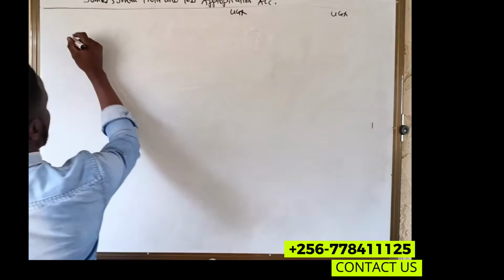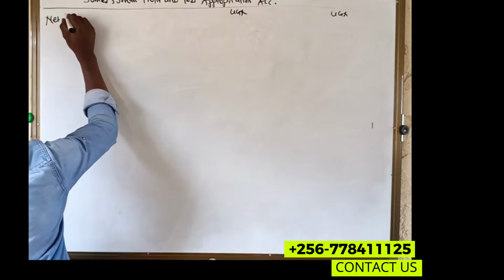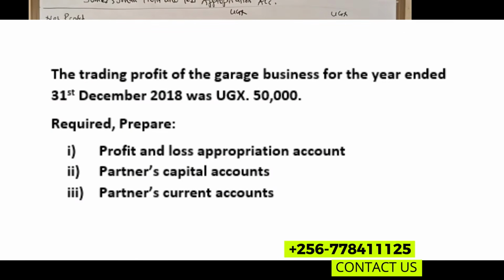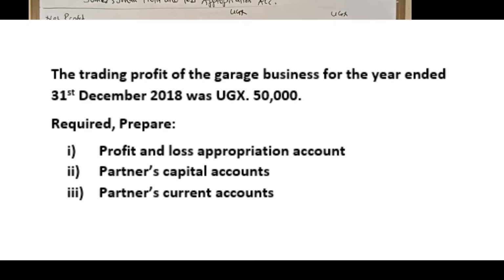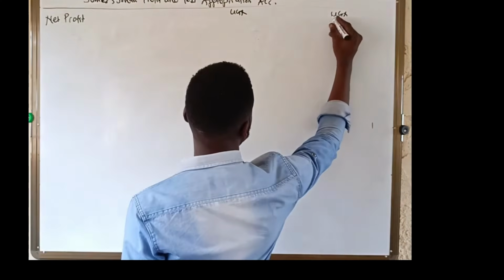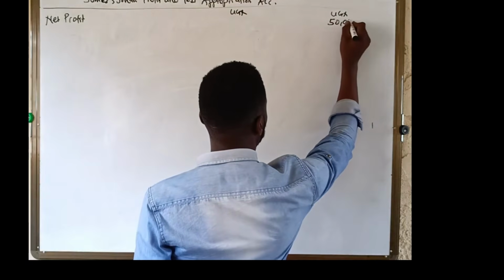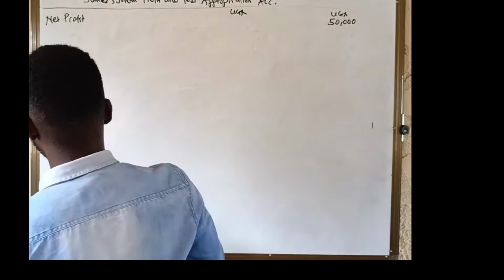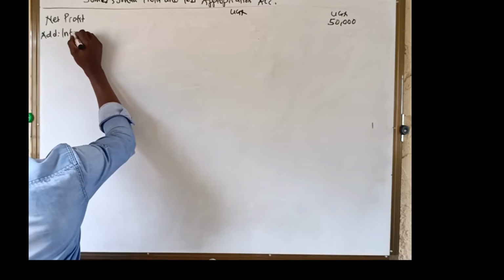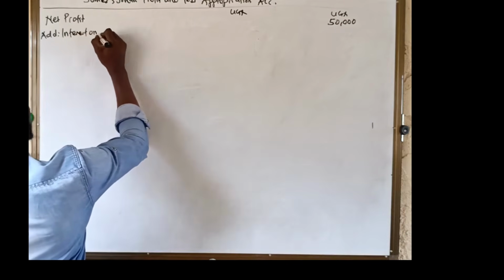Therefore, we shall start with our net profit. When you go back to the question, they are telling us that the trading profit of the garage business for the year ended 31st December 2018 was 50,000. So you come here and say profit was 50,000. Then from this we add our interest on drawings.